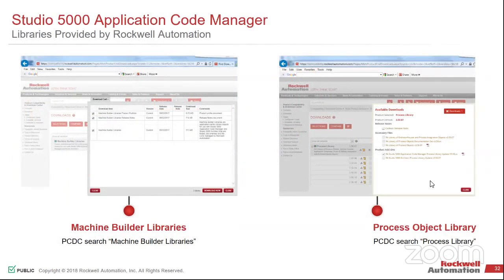So these are the two libraries that Rockwell has built and published. The process objects library is probably one that y'all are already familiar with if you're working with PlantPAX. And the machine builder library is another one. Both of these are available on the PCDC, the Product Compatibility and Download Center, but they can also be brought into Application Code Manager. So rather than having a file structure where you're dragging and dropping the graphics or the objects and the AOIs that you want, you just download them into Application Code Manager, and from there start more easily navigating the structure within the GUI of that software and pulling the pieces that you need into the developer project.